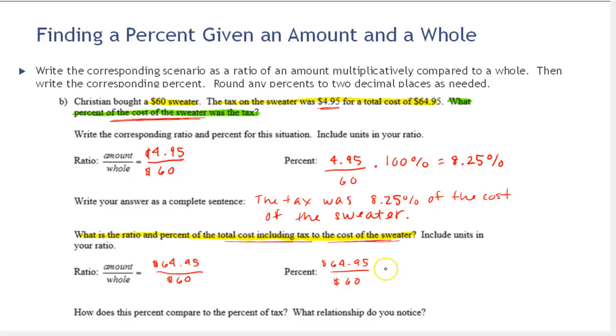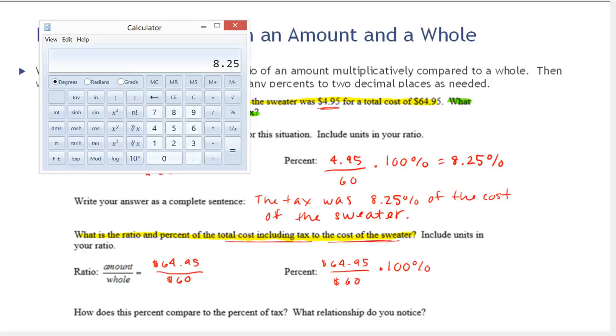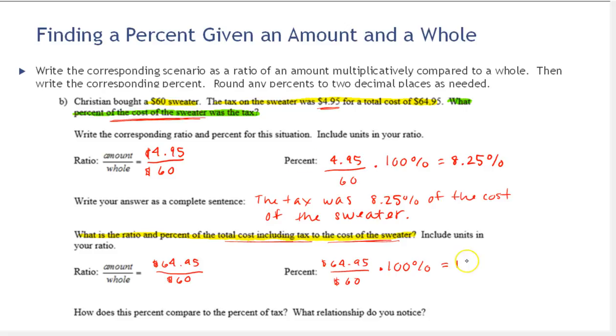So we're going to take this ratio and multiply by 100%. Okay. We're going to use the calculator. So let's divide 64.95 by 60, which gives us this, times 100, and we get 108.25%. Okay, so looking at this number, the total cost of the sweater is 108.25% of the cost of the sweater.